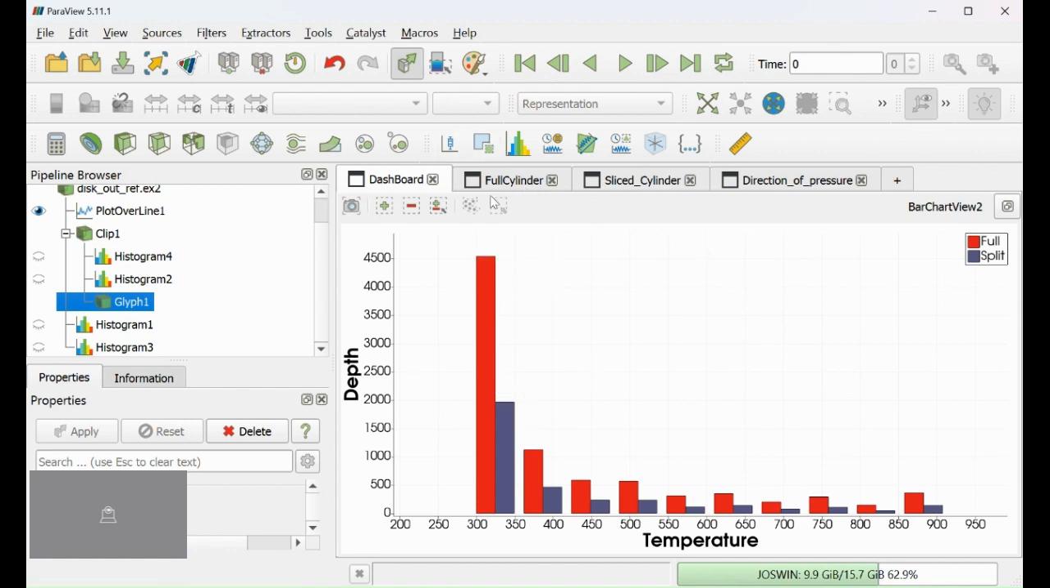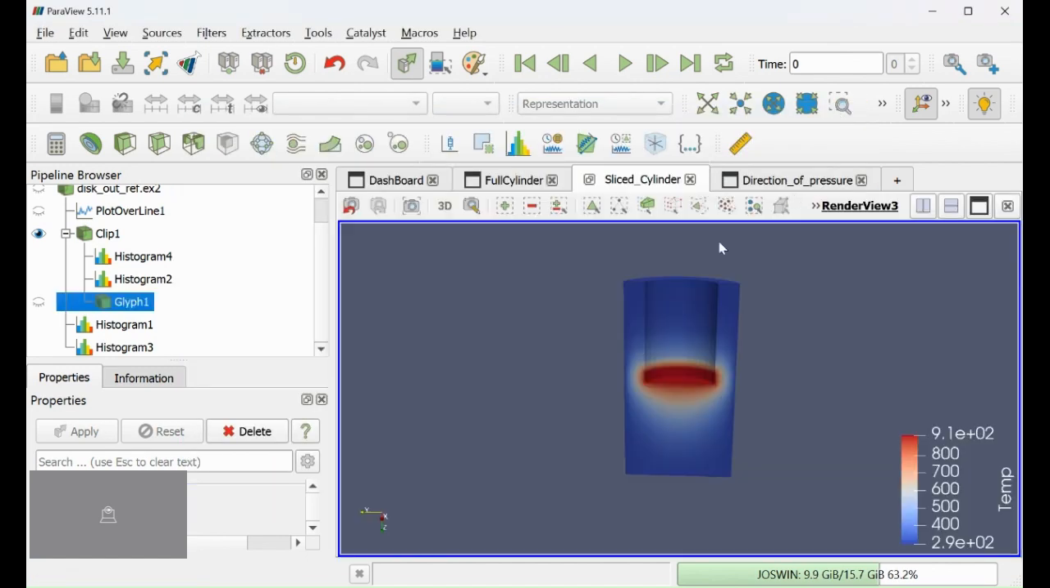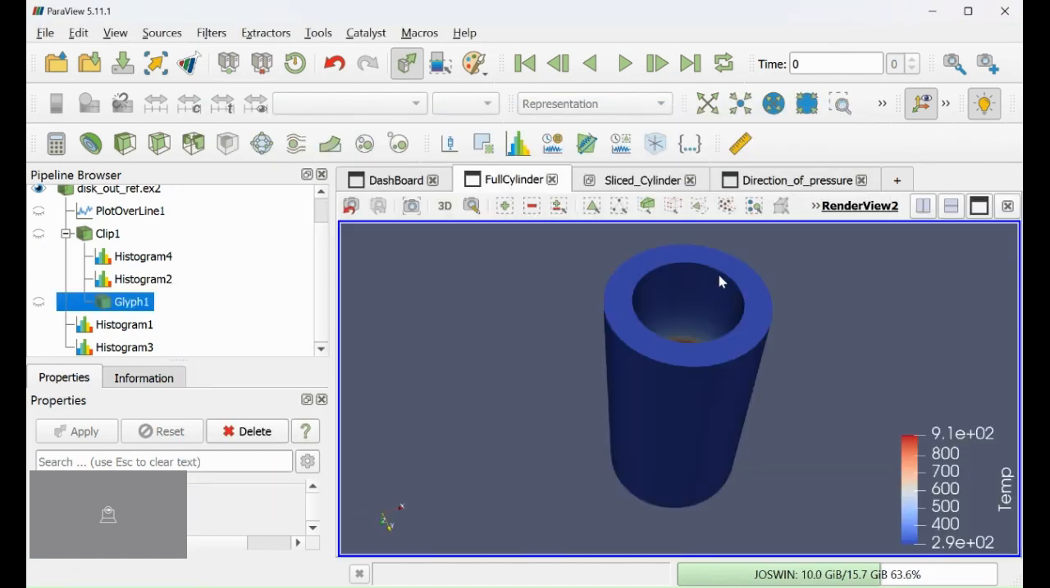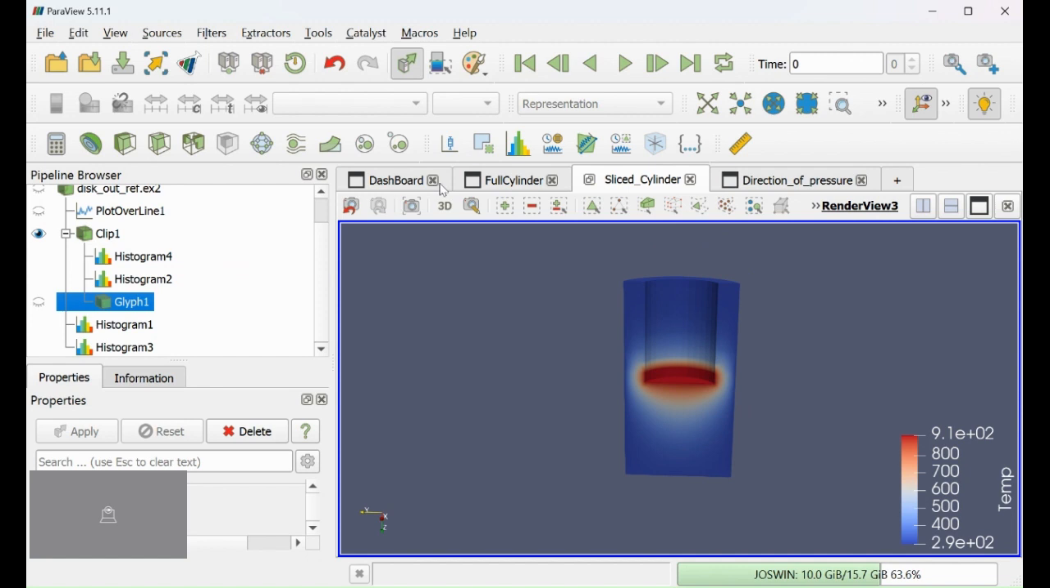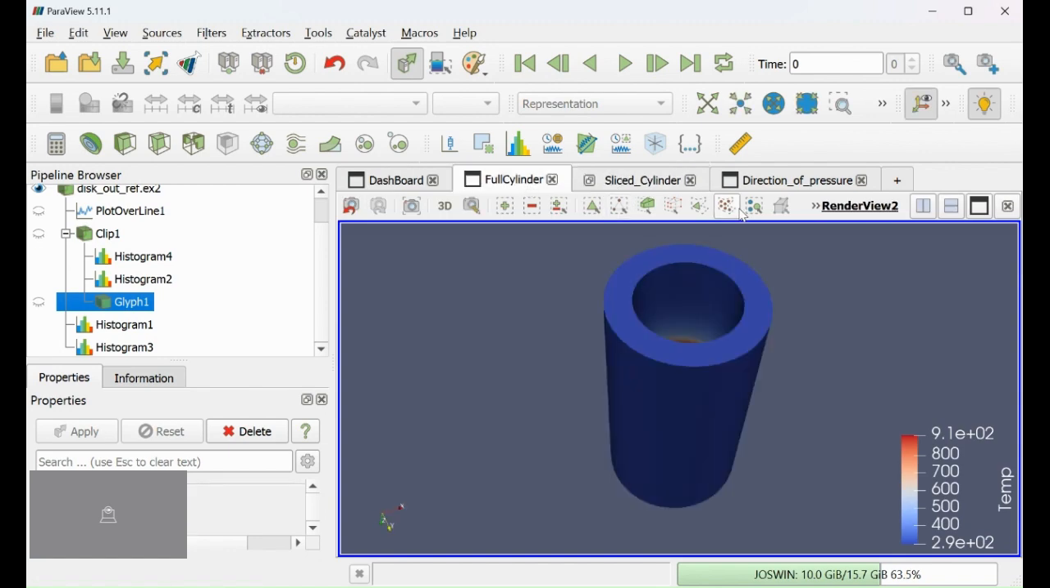Now this graph, this histogram, is showing the two versions. We have a full cylinder version and a sliced version. We wanted to show this because temperature distribution in a full cylinder is quite different from the one that is sliced. That's why you can see that a full cylinder has higher depth as compared to the sliced one. You can notice that the sliced cylinder gives half of the values as compared to the full cylinder.